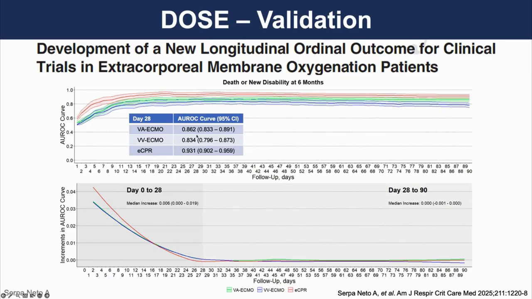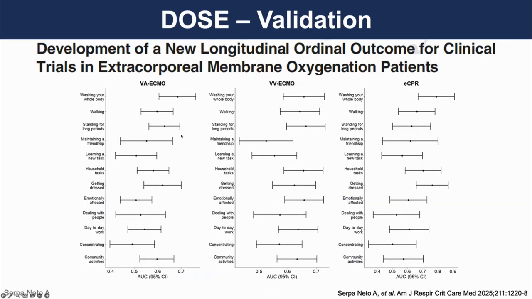And you can see here that the area under the curve for the prediction is pretty good. It's 0.86 for VA ECMO patients, 0.83 for VV ECMO patients, and 0.93 for ECPR patients, suggesting that a daily assessment of this outcome until day 28 has a very good prediction in relation to death or new disability at 6 months. It also performs well with the independent components of the WHODAS score.